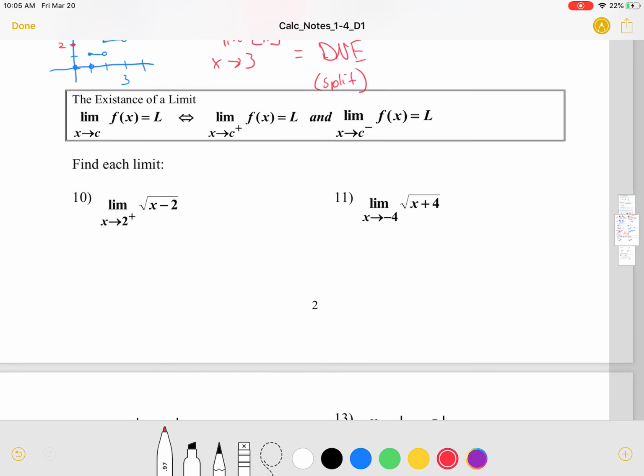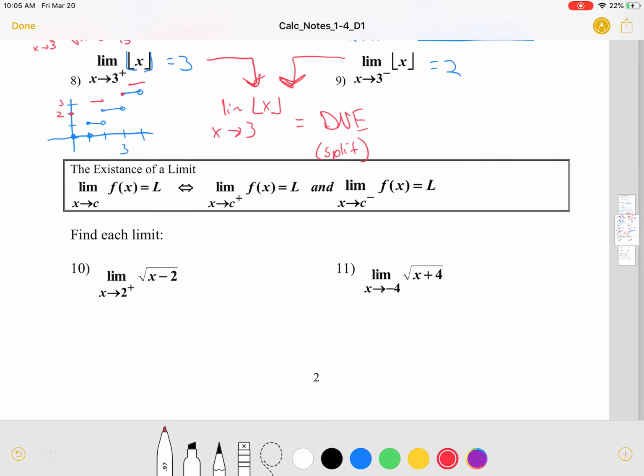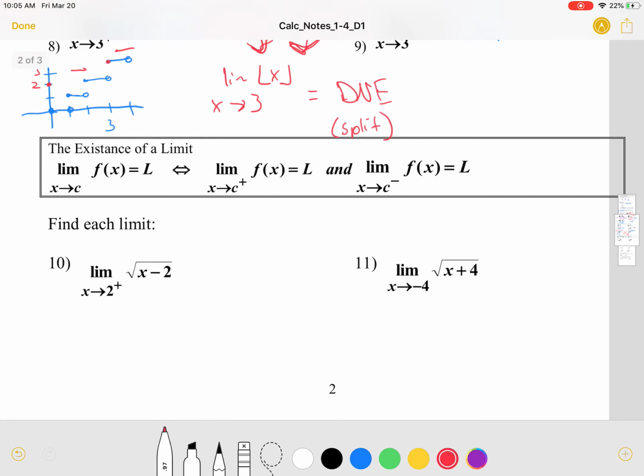And look, that leads us into the existence of a limit, what we just discovered there in 8 and 9. If the limit of f of x equals L, then the limit of f of x from the positive side and the limit of f of x from the negative side should also equal L. So by testing both sides, you should get the same limit. And if you don't, it does not exist. Another little trick for our strategies.